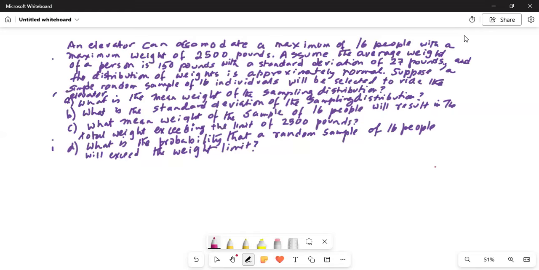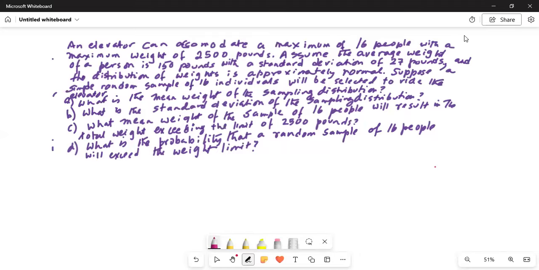It says an elevator car can accommodate a maximum of 16 people with a maximum weight of 2,500 pounds. Assume the average weight of a person is 150 pounds with a standard deviation of 27 pounds, and the distribution of weights is approximately normal. That means a bell-shaped curve.